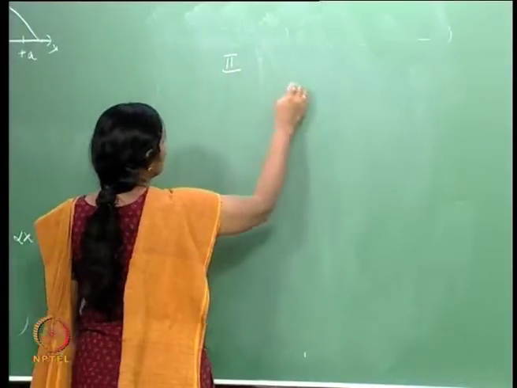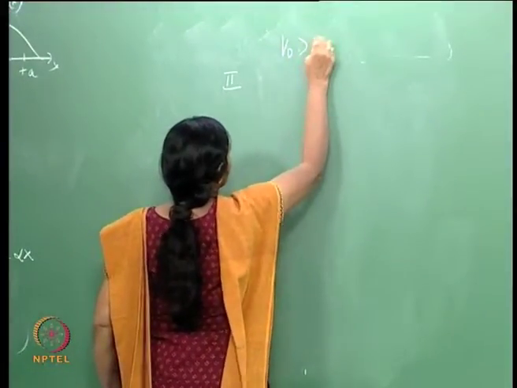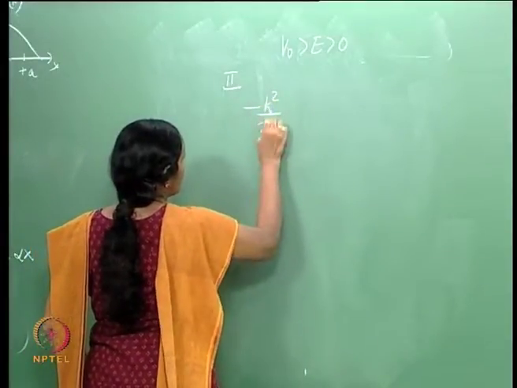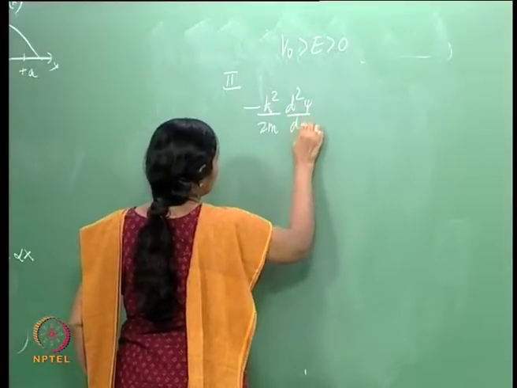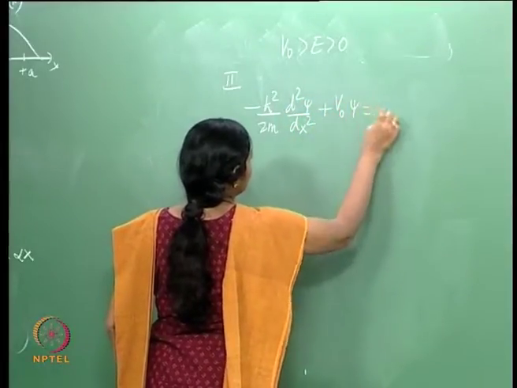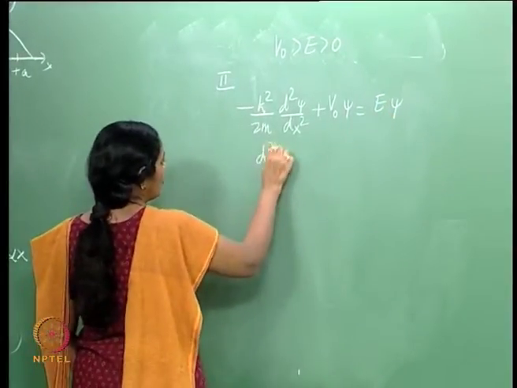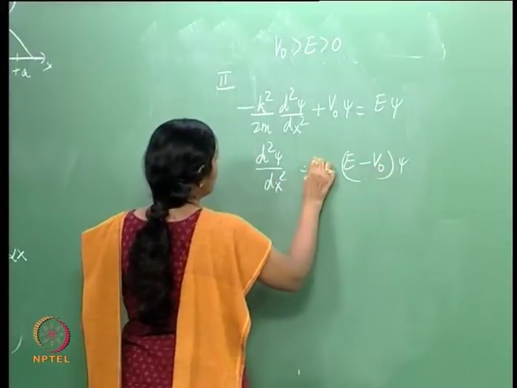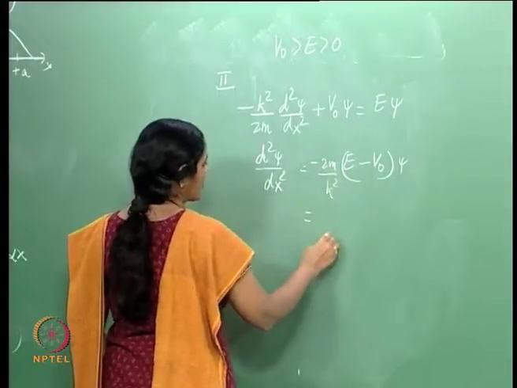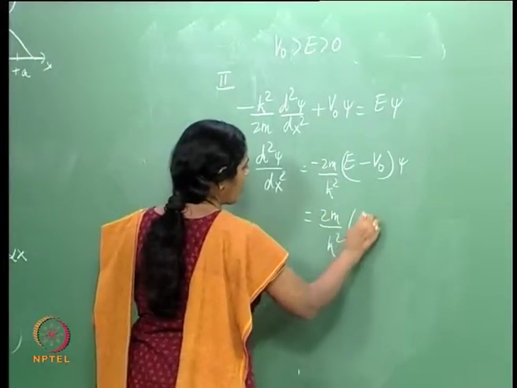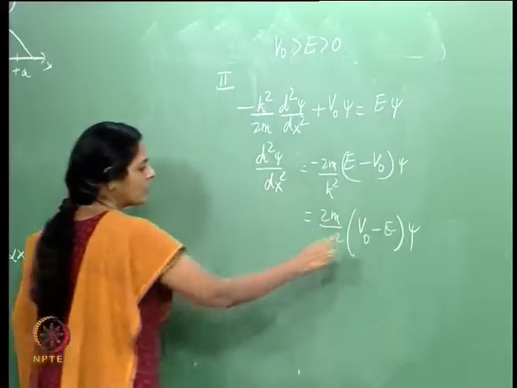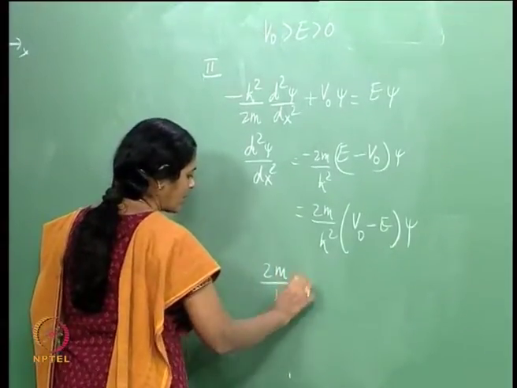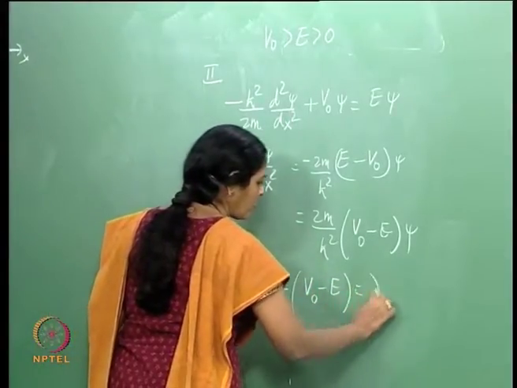In region 2, this is the barrier problem, but we should remember that V naught is greater than E, and E itself is greater than 0. You have minus h cross squared by 2m d2 psi by dx squared plus V psi is equal to E psi, and therefore d2 psi by dx squared is minus 2m by h cross squared E minus V naught psi, which is 2m by h cross squared V naught minus E psi. And this quantity is positive because V naught is greater than E.